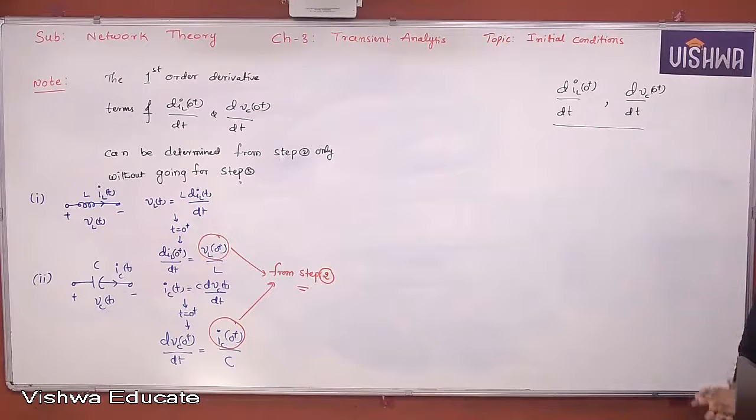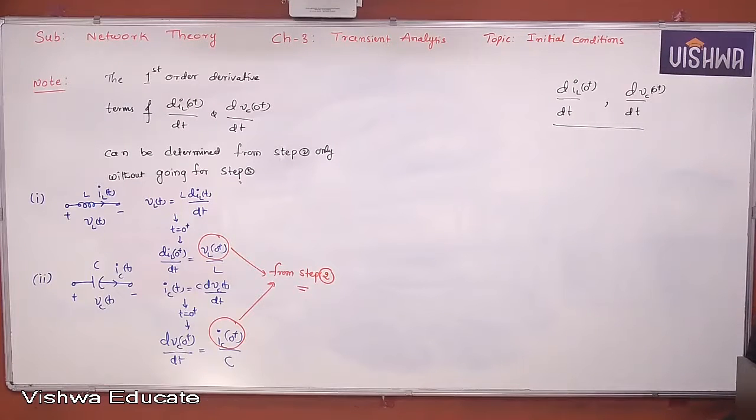What is the first step? Construct the t equal to 0 minus equivalent. What is the second step? When do you go for the second step? Other than the current through the inductor and the voltage across the capacitor, and also the first order derivative terms, that is dIL of 0 plus by dt and dVc of 0 plus by dt.